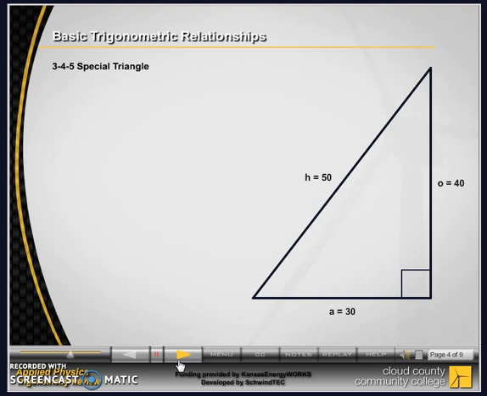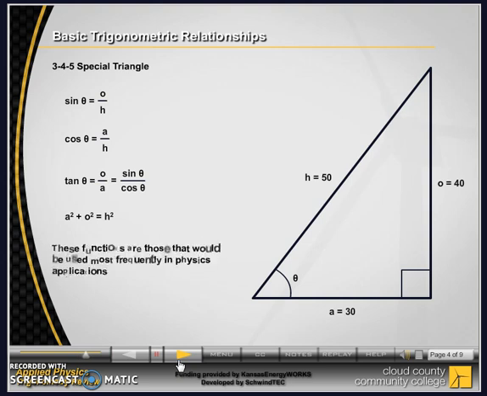The angle between the adjacent side and the hypotenuse is labeled theta, and the following relationships can be determined using this reference triangle. These functions are those that would be used most frequently in physics applications. Refer to the figure for identification of the terms in each expression.